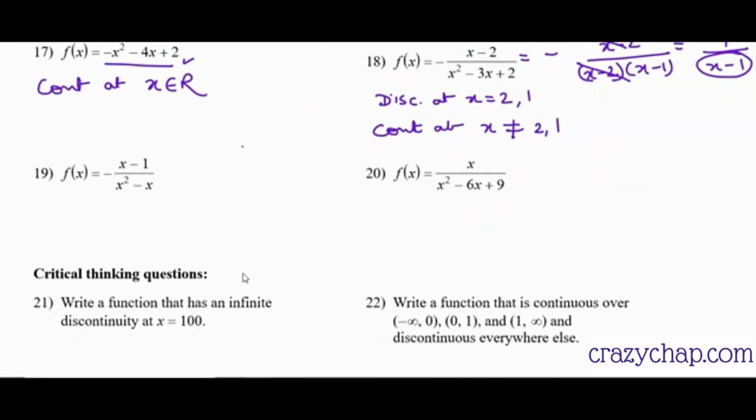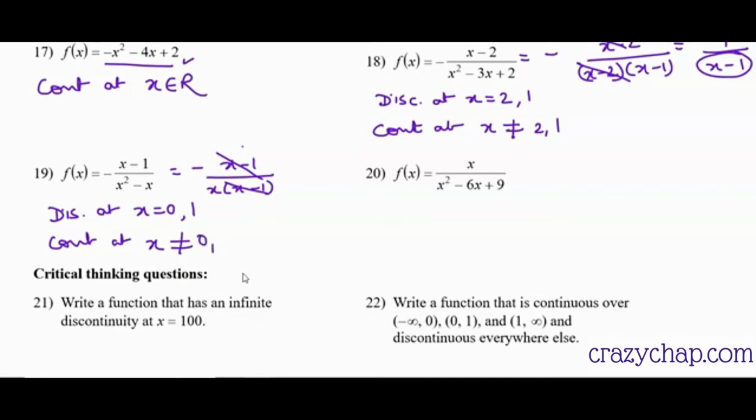Very quick. Number 19. Negative x minus 1. The x factor is common, x minus 1. So it is discontinuous at x equal to 0 and at x equal to 1. So it is continuous at x not equal to 0 and not equal to 1.